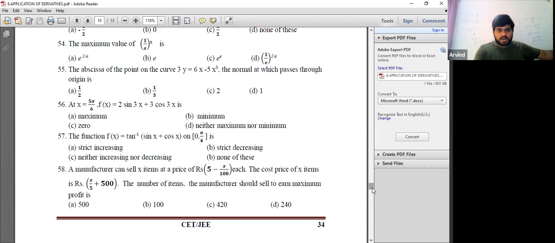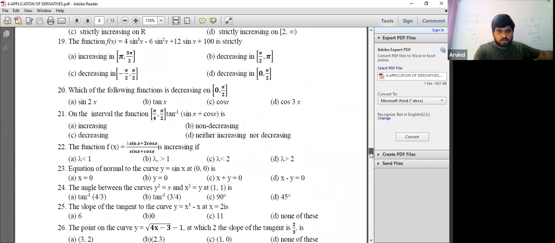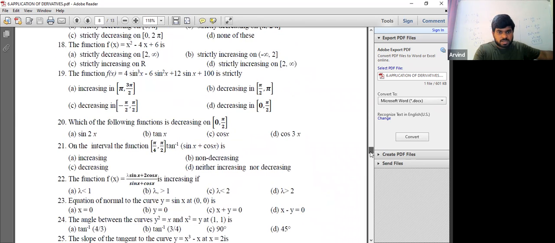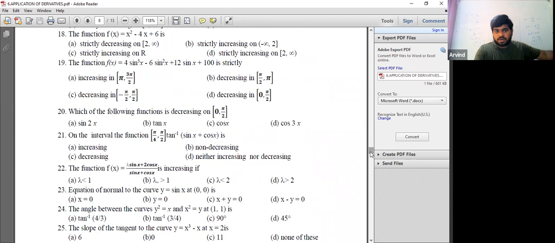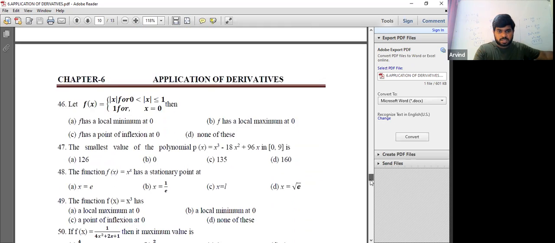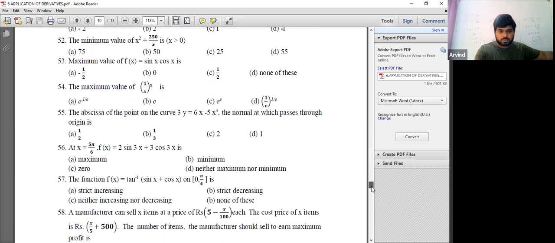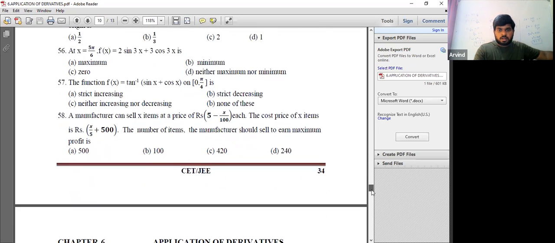And this question yesterday we had done it. The function f of x is equal to tan inverse of sin x plus cos x on 0 to pi by 4. Yesterday we had done it for pi by 4 to pi by 2, question number 21. On the interval pi by 4 to pi by 2, tan inverse of sin x plus cos x was decreasing there. So here, 0 to pi by 4, it is increasing. If you observe yesterday's class again, you will get to know. There itself I had done both 0 to pi by 4 and pi by 4 to pi by 2. Both were done. So 58.